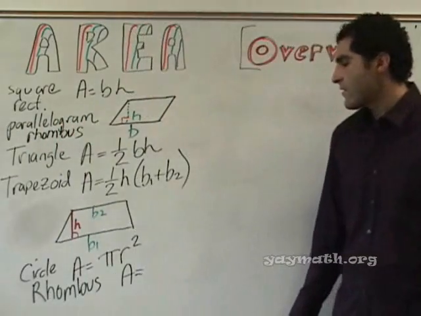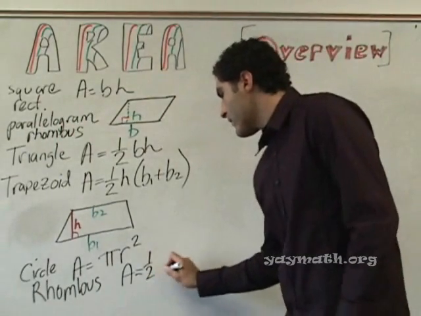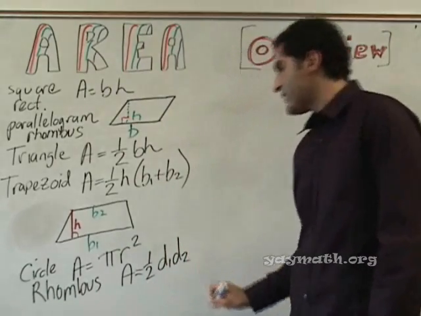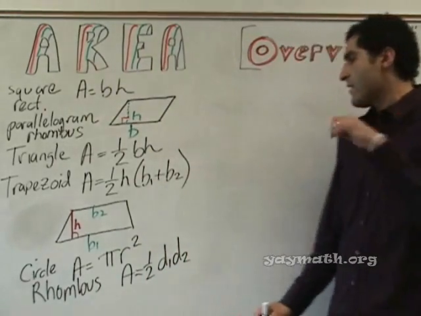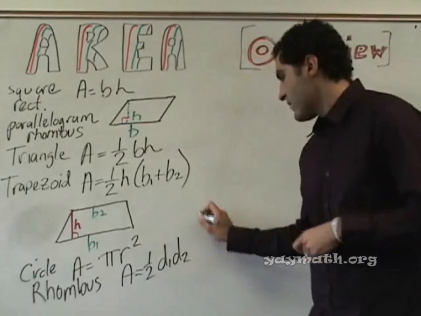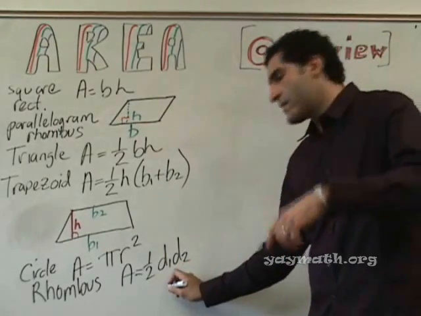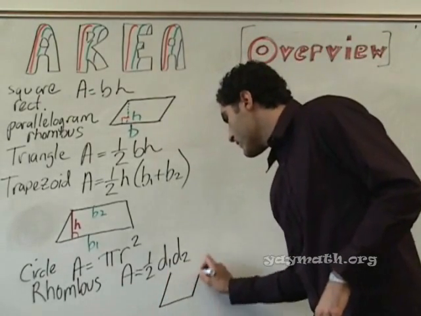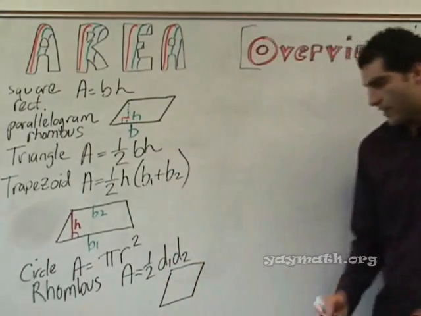Yeah, I'll draw a rhombus. 1/2 D1, D2. D's stand for diagonals. Let's draw a rhombus. Can I ask you if this is in the frame here? It is. Okay, cool, thank you.